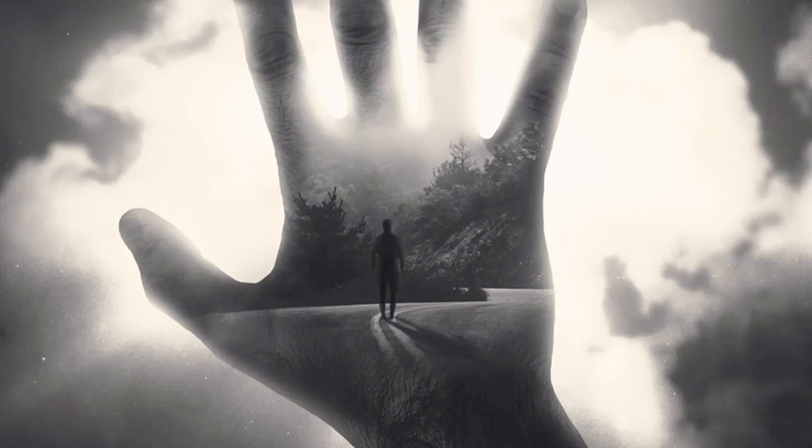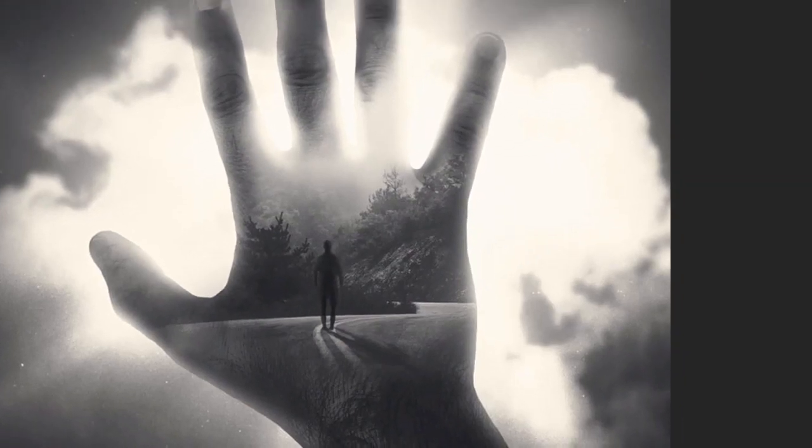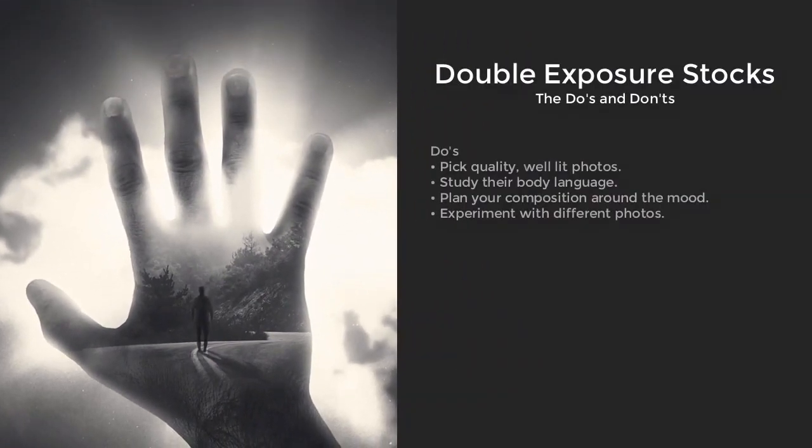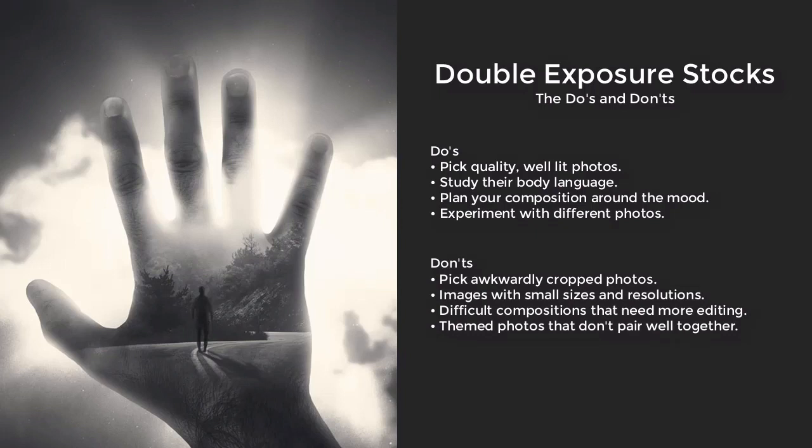With all this in mind, let's make a quick review of the do's and don'ts of selecting photos. Do: pick quality, well-lit photos of your models. Study their body language, poses, and expression. Plan your composition around their outfit and general mood, and experiment with different landscapes, portraits, and cityscapes for the desired effect. On the other hand, try not to pick awkwardly cropped photos, as well as images with smaller sizes or resolutions that may distort when adjusted. Don't pick difficult compositions that require further editing, or themed photos that don't pair well together.